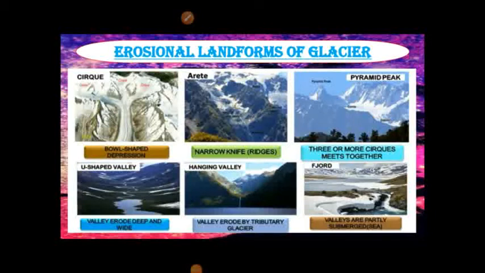Arete. Aretes are narrow ridges formed when two cirque walls join together back to back and form a narrow knife-like ridge. Pyramid peak. The pyramid peaks are formed when two or more cirques meet together.